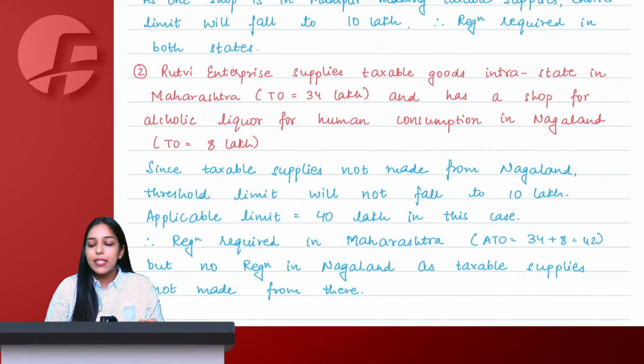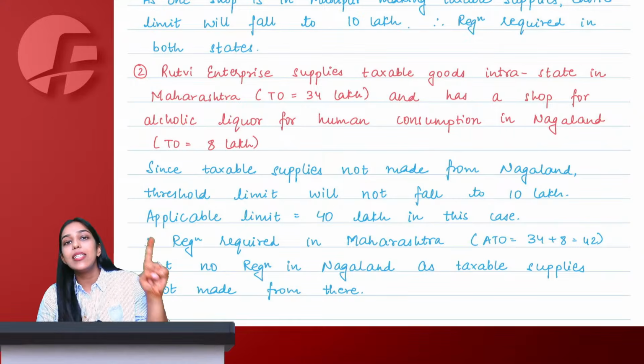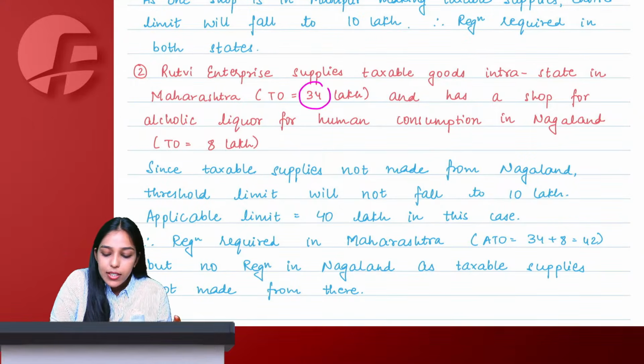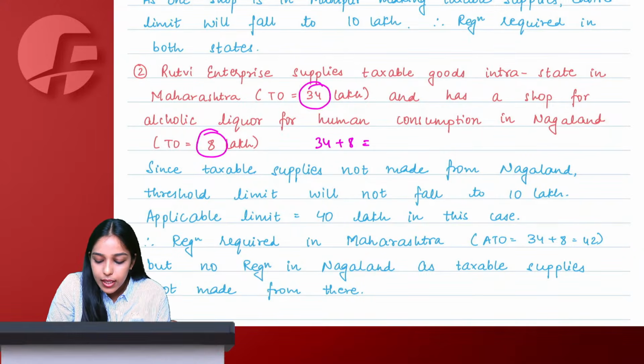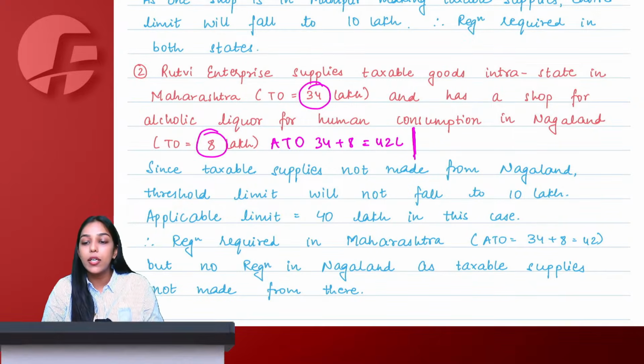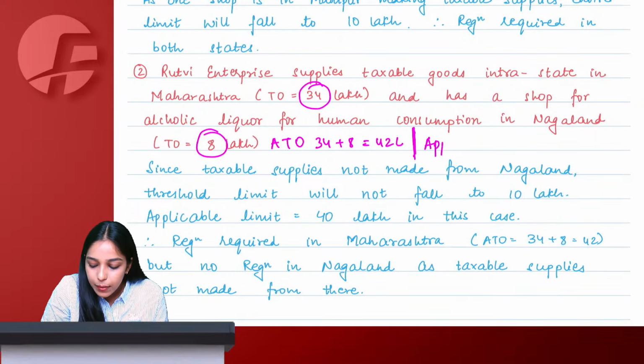Prithvi Enterprise supplies taxable goods intrastate in Maharashtra 34 lakh and a shop of alcoholic liquor in Nagaland. So first, what is my aggregate turnover? Always include everything. So 34 plus 8. 34 plus 8 is equal to 42 lakh is my aggregate turnover.